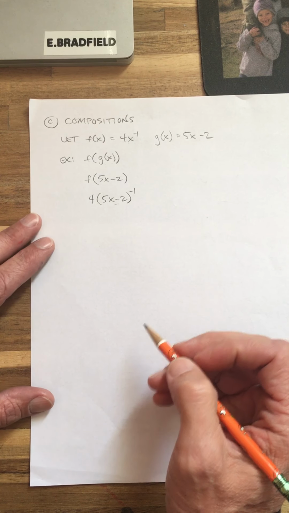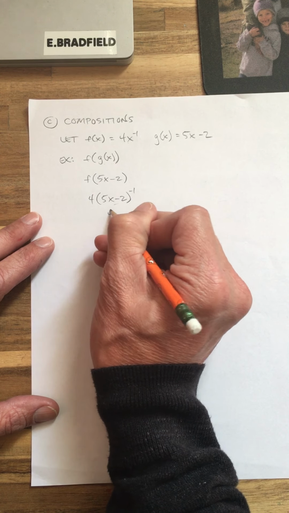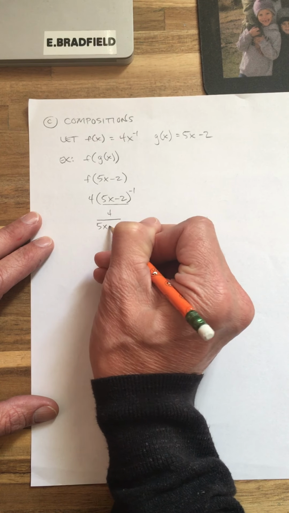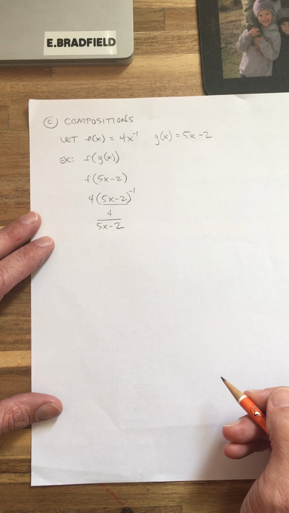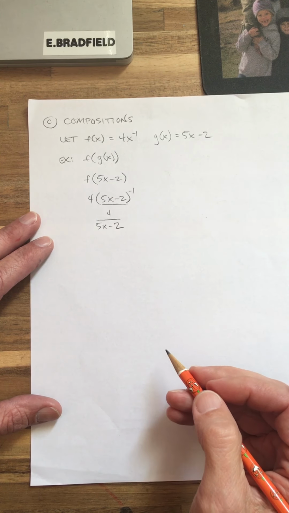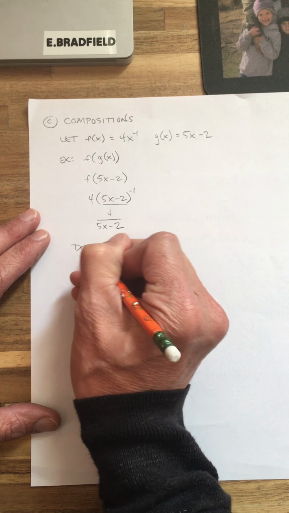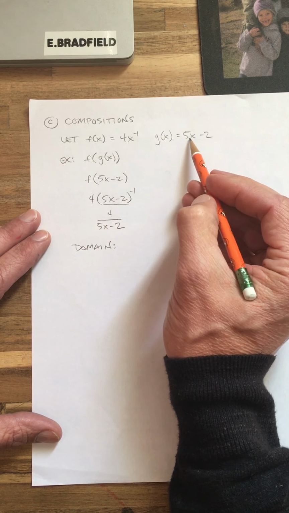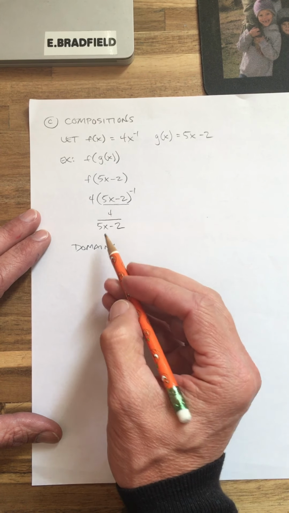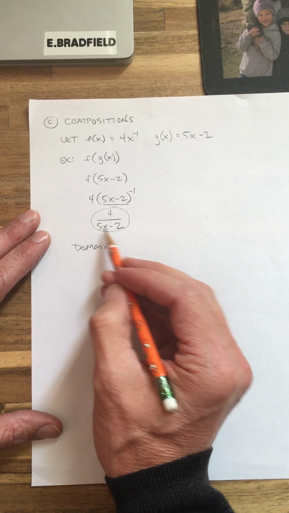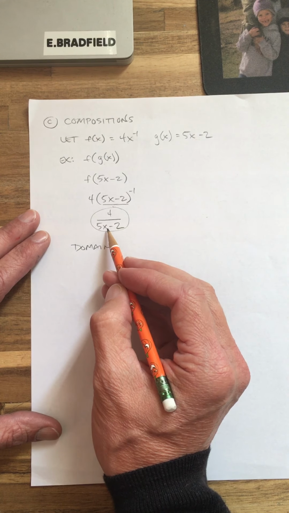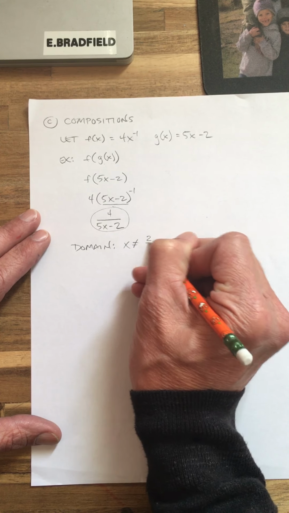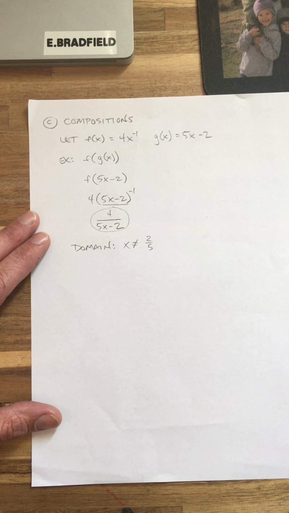Okay, and let's figure this out. So this turns into 4 over, right? This whole thing is to the negative 1, so this is all going down here, 5x minus 2. And that's the final answer. So here we go. Let's come up with our domain. Again, we look at inside, that's g of x, so x could be anything we want. Down here, our final answer, we have a denominator, so solve for x, set it equal to 0. So add the 2, divide by 5, and look, x cannot be 2/5. That's our domain for that guy.